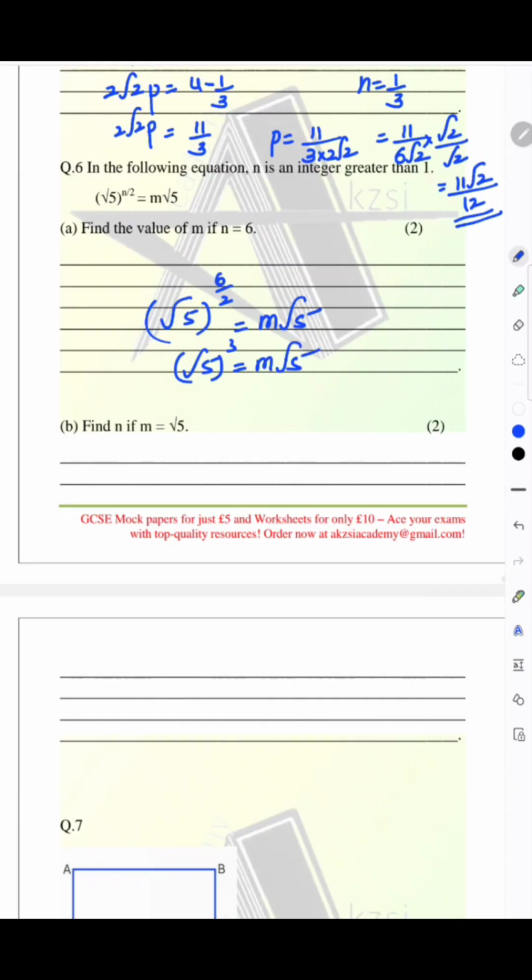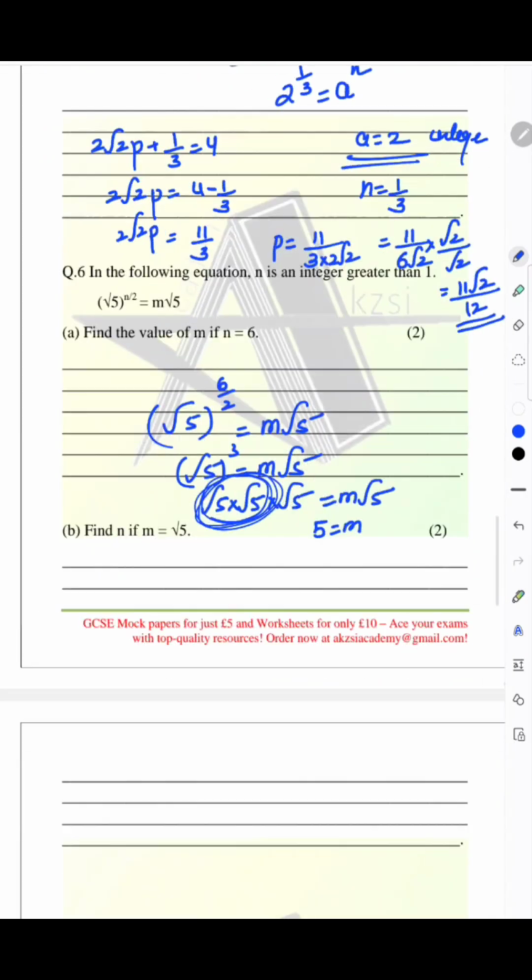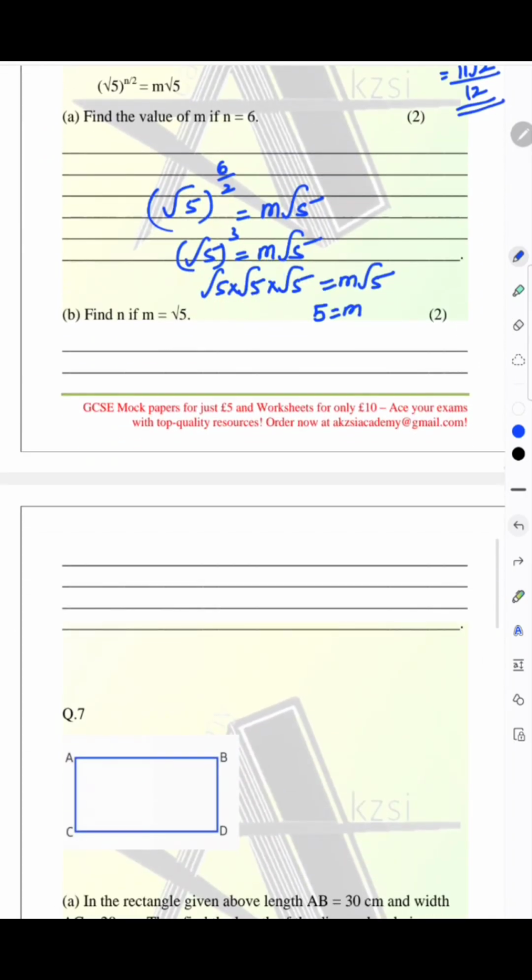Now, root 5 to the power of 3 means root 5 times root 5 times root 5 is equal to m root 5. Dividing both sides by root 5, I'll get 5 is equal to m, because two root 5s give me a single 5, and then I can divide both sides by root 5. In that case, I'll be getting m is equal to 5.